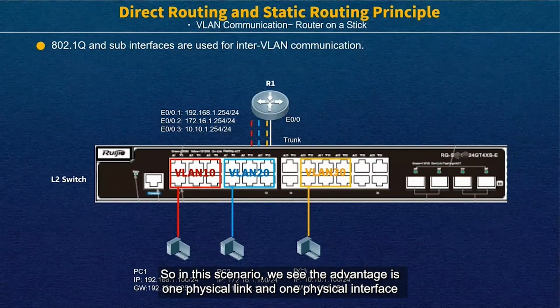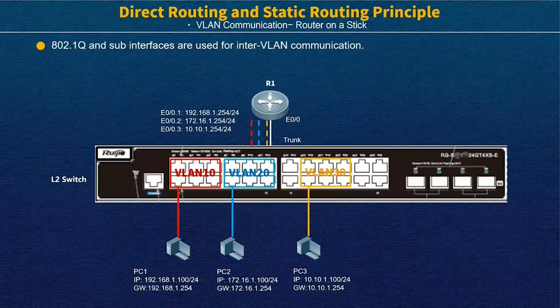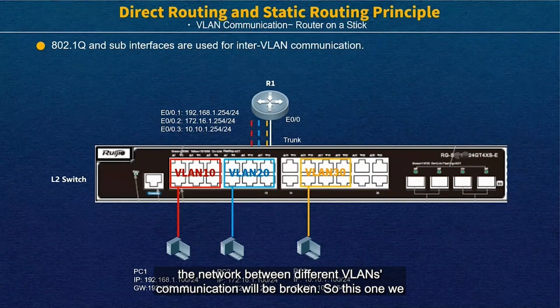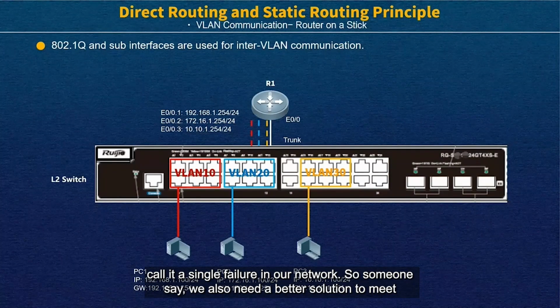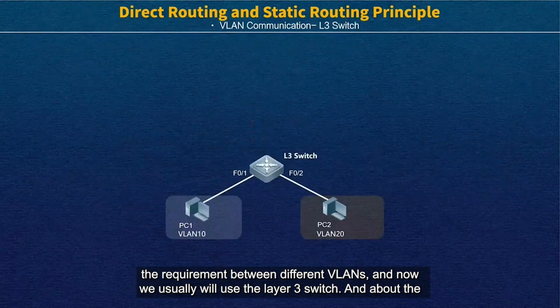So in this scenario, the advantage is that one physical link and one physical interface is enough. But the disadvantage is that if this link or this physical interface is broken, the communication between different VLANs will be broken. So this is what we call a single point of failure in our network. So we need a better solution to meet the requirement between different VLANs, and now we usually use the layer 3 switch.